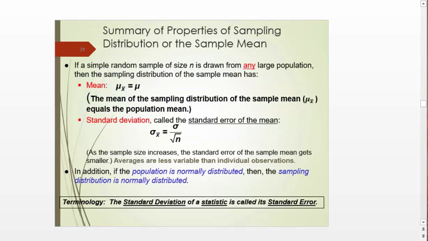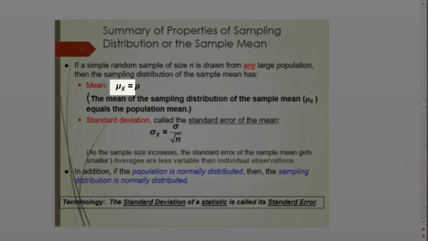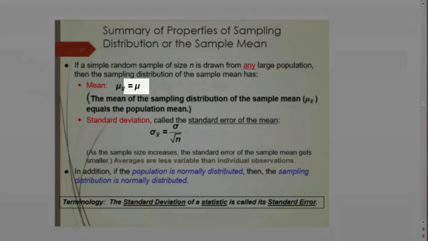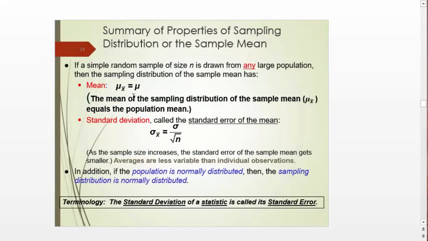So we actually see this relationship. If a simple random sample of size n is drawn from any large population, then the mean of the sampling distribution of the sample means will always equal the mean of the population. And the symbol for the mean of the sampling distribution of the sample mean is mu sub x bar. And that will always equal the mean of the population.